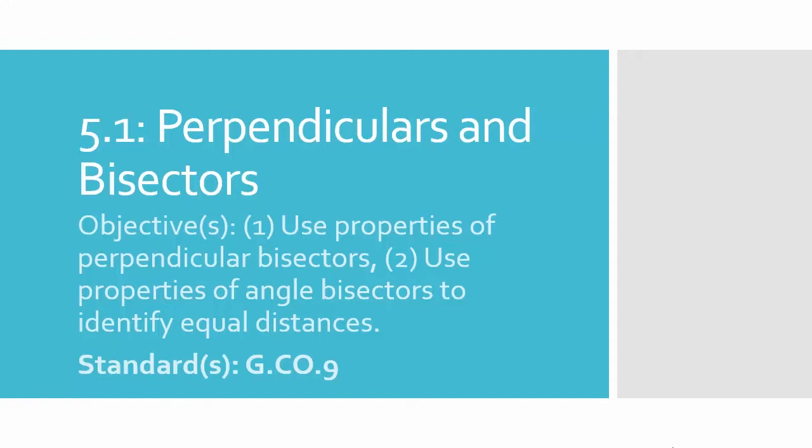Hi everyone. In today's lesson we are looking at Chapter 5, Section 1, Perpendiculars and Bisectors. Our objectives are to use the properties of perpendicular bisectors and to use the properties of angle bisectors to identify equal distances. The standards are GCO 9.